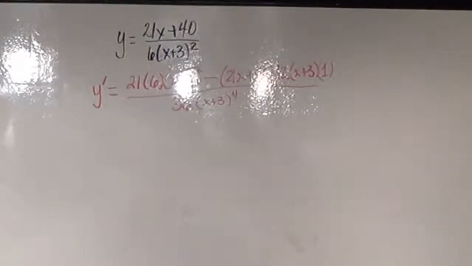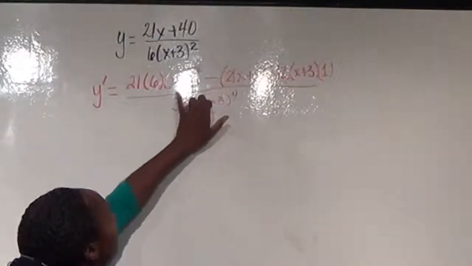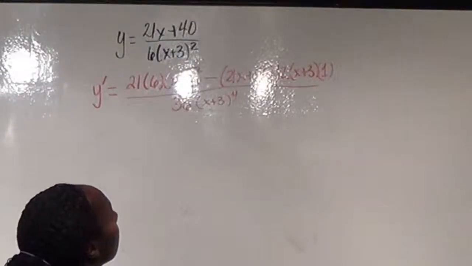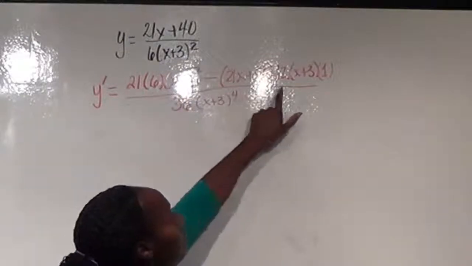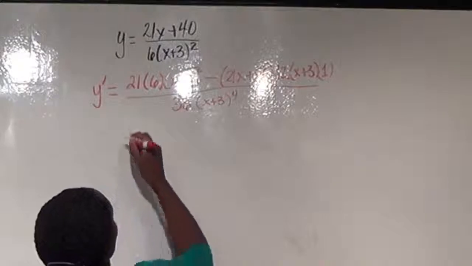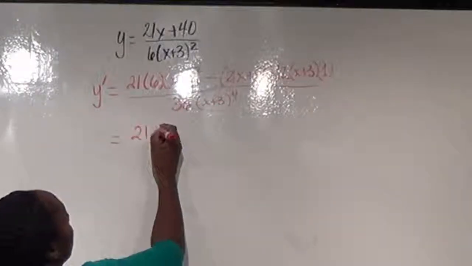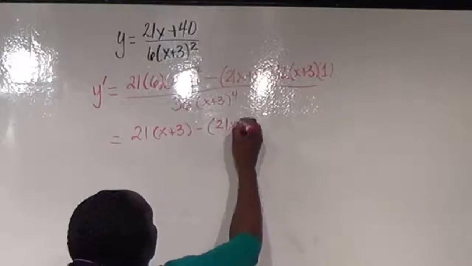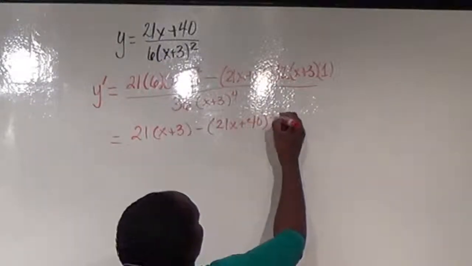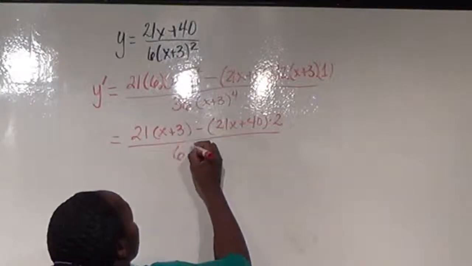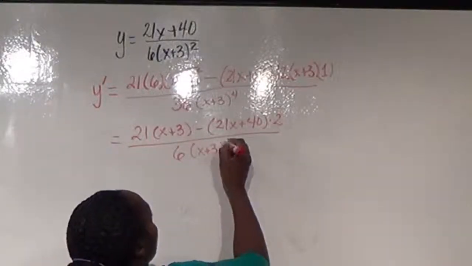Again, we definitely want to clean up before we try to simplify. So notice here I've got an x plus 3 in every term. I can pull that out. I also have a 6 in every term, so I can pull that out. So we'll have 21(x plus 3) minus a (21x plus 40), that times 2, all over 6(x plus 3) cubed.